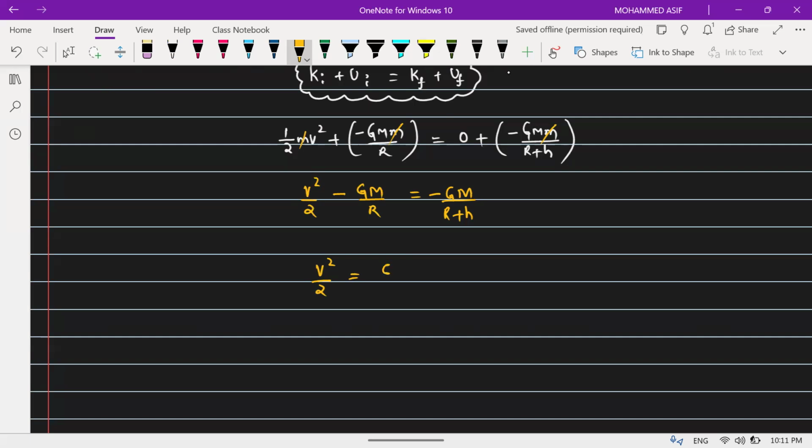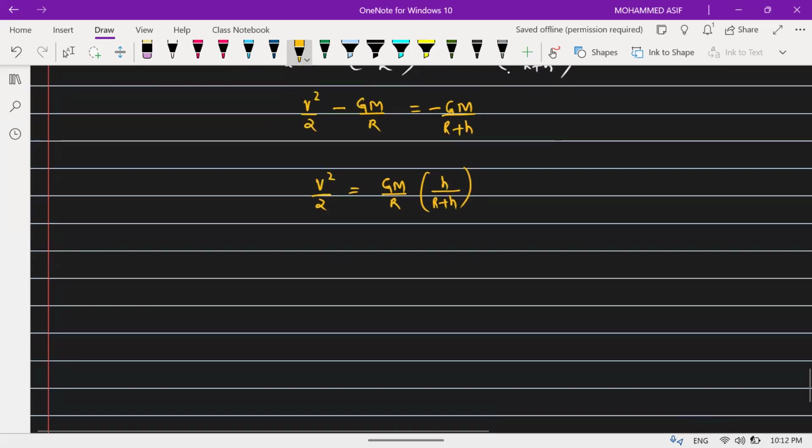This will be equal to capital G capital M divided by R into H divided by R plus H. So that means V will become how much for me at that time? V square is equal to 2 times GM divided by R into H divided by R plus H.